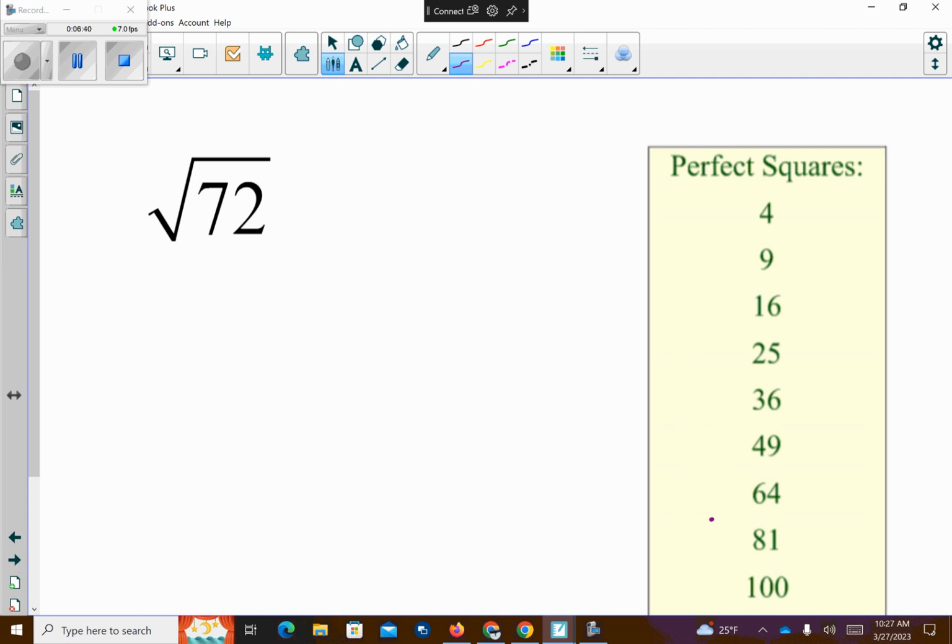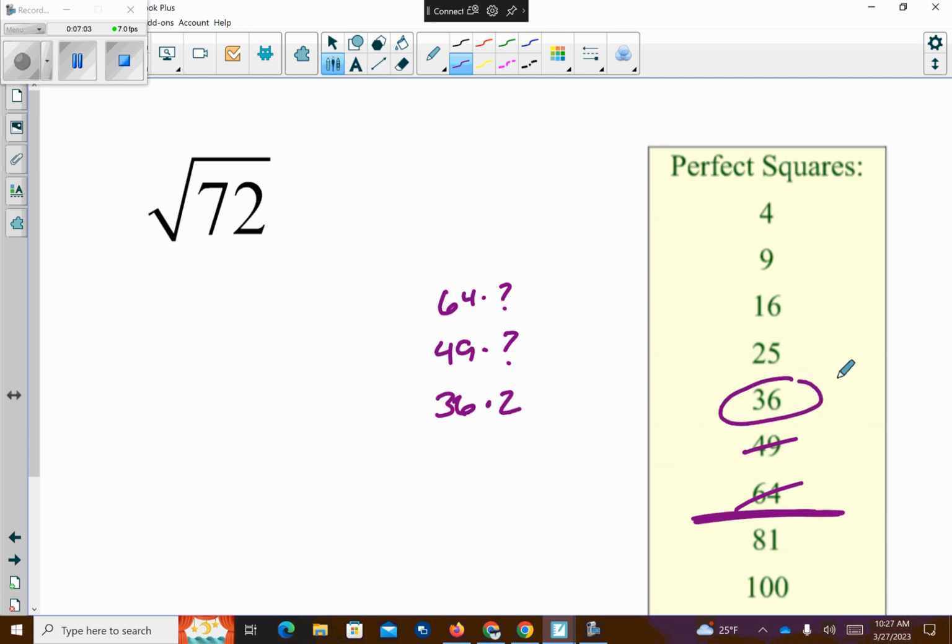All right, 72 falls about here, right? Eyes up on the board, yes? Can I go 64 times a number to get 72? No. Can I go 49 times a number to get 72? No. Can I go 36 times a number to get 72? 36 times 2, right? So this is the biggest perfect square.